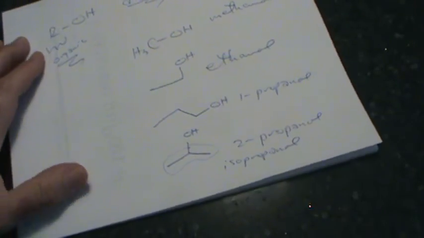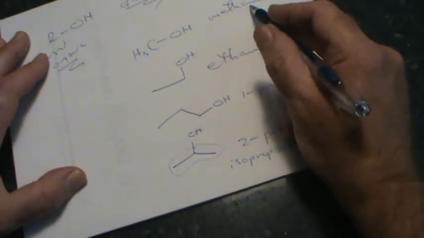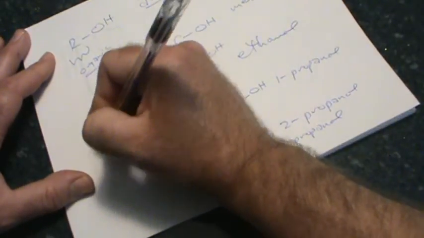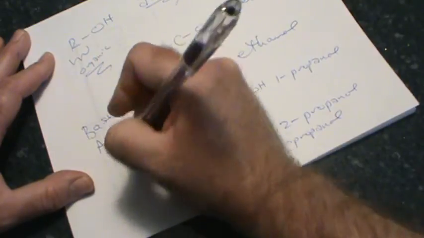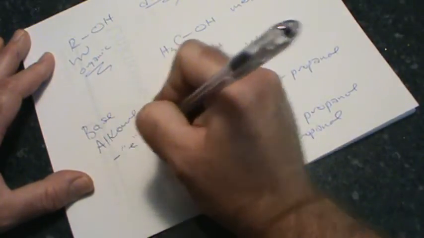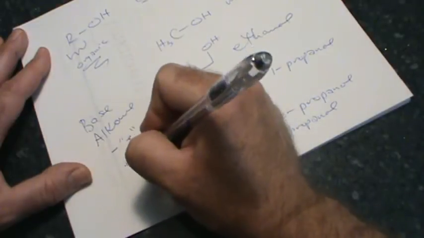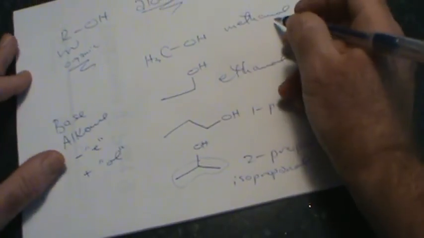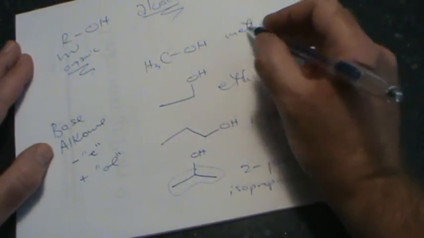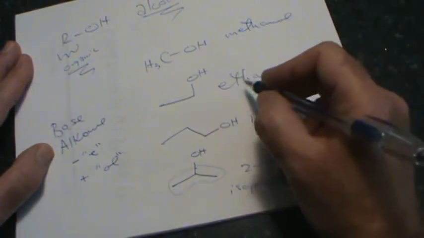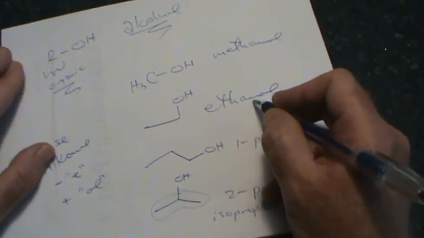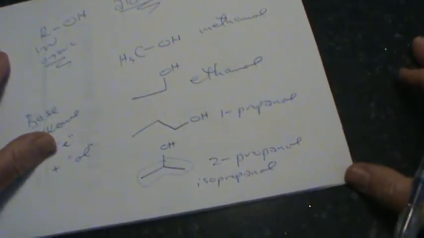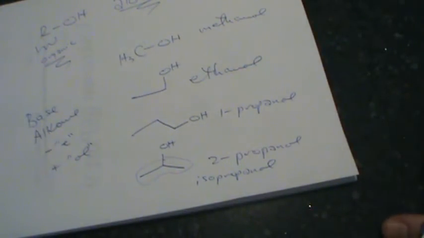Notice how these things are named. Let's go back to methanol. We take the base alkane, methane, we subtract the E ending, and we add ol. Base alkane minus E plus ol. So methane minus E becomes methan plus ol, methanol. Ethane minus E, ethanol. 1-propanol, 2-propanol. Naming alcohols is pretty straightforward and pretty simple.